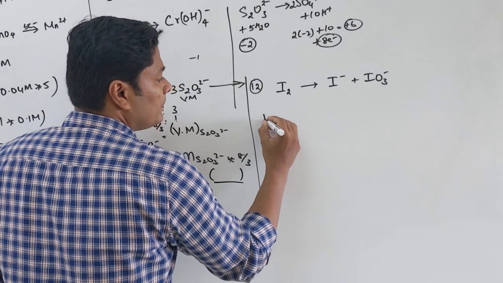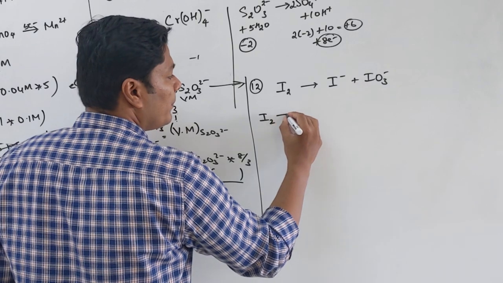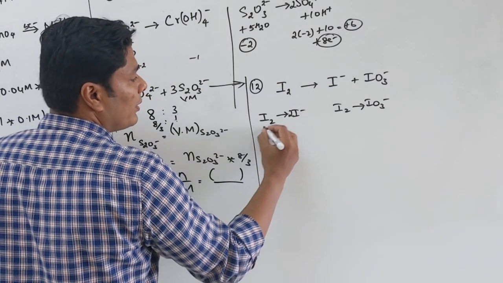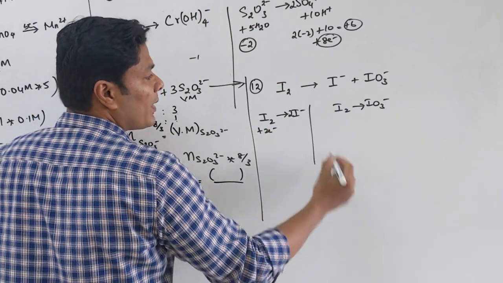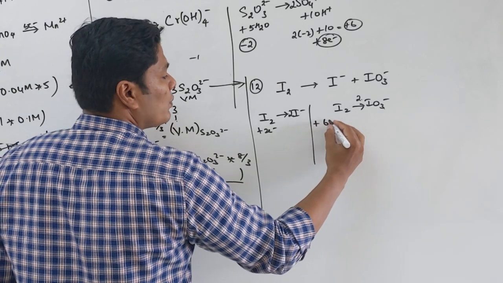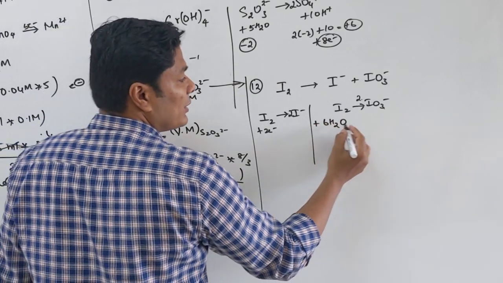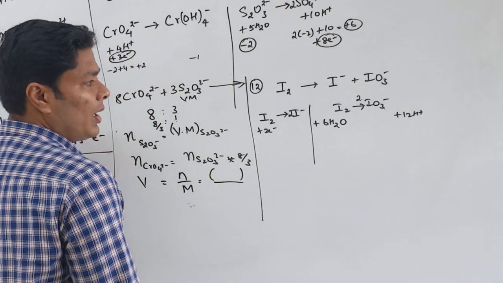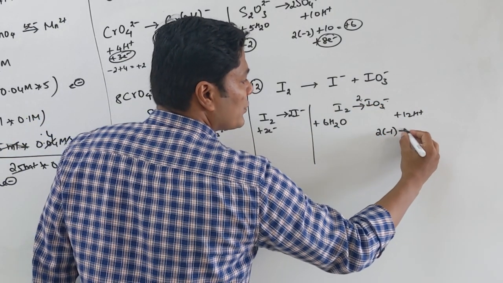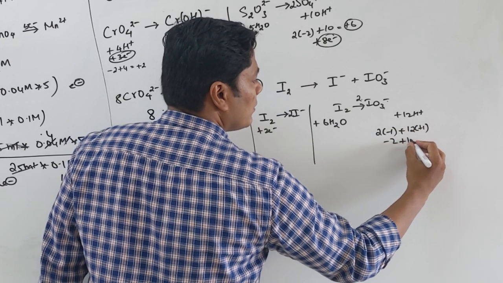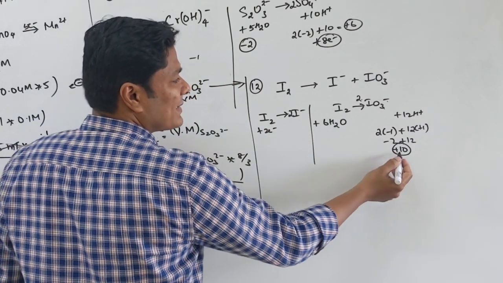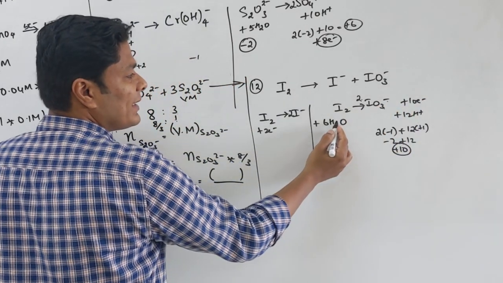Alright, so now what we do is, we can do I2 giving you I minus, I2 giving you IO3 minus, half reaction method. So I put 2 here plus 2 electrons, simple. Now this is total. Here, because there are 2 iodines, 3 times 2 is 6, so plus 6 water molecules to balance my oxygens. Now that makes it 12 hydrogens, so 12 H plus. What's the total charge on the left side? 0 and 0 is 0. On the right, total charge is 2 times minus 1 is minus 2 plus 12 times plus 1, so minus 2 plus 12 is plus 10. This side is 0, this side is plus 10, so I have to add 10 electrons to make it neutral, and then this side is 0, and this side is 0.